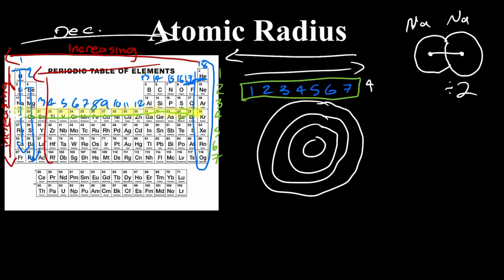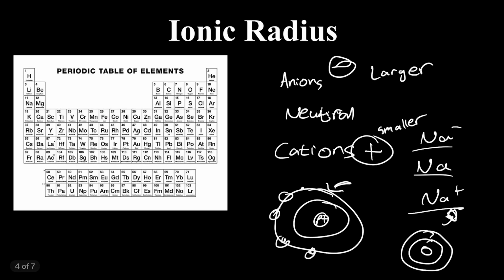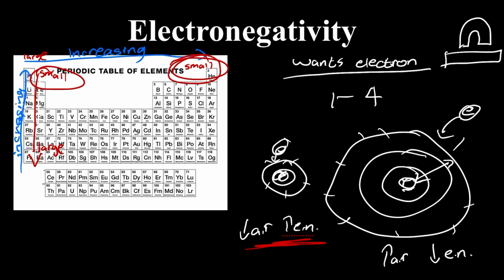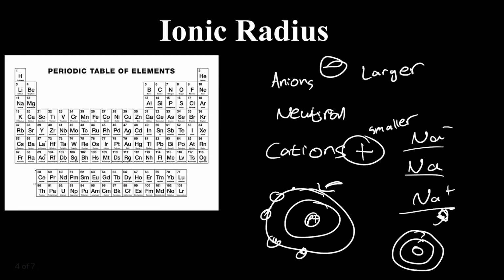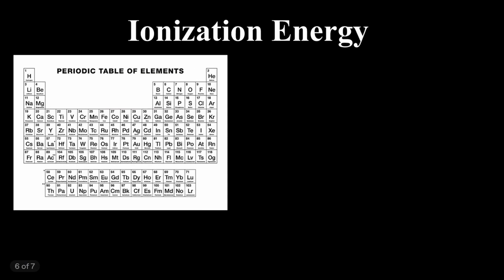You can just remember that when you're going down, it's increasing in shells. When you're going across, more protons, more electrons, more magnets. And that electronegativity is going to be the opposite of atomic radius and ionic radius. It's just really going to depend on the other atom that you're comparing it with.